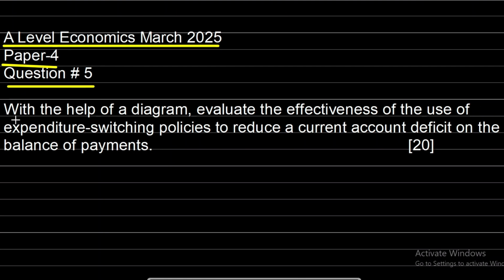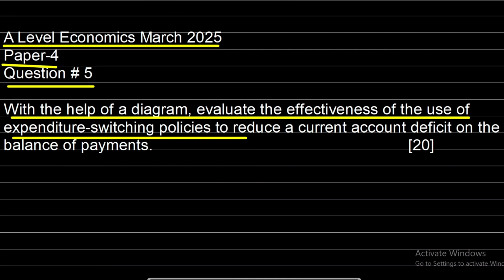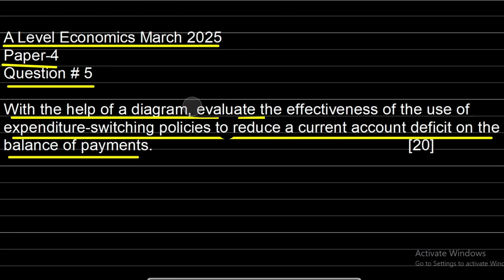This is paper 4 of A2 Level Economics, and this is question number 5. The question says: with the help of a diagram, evaluate the effectiveness of the use of expenditure switching policies to reduce a current account deficit on balance of payment. You can stop the video, read the question carefully, and then listen to the explanation that I'm providing you right now.